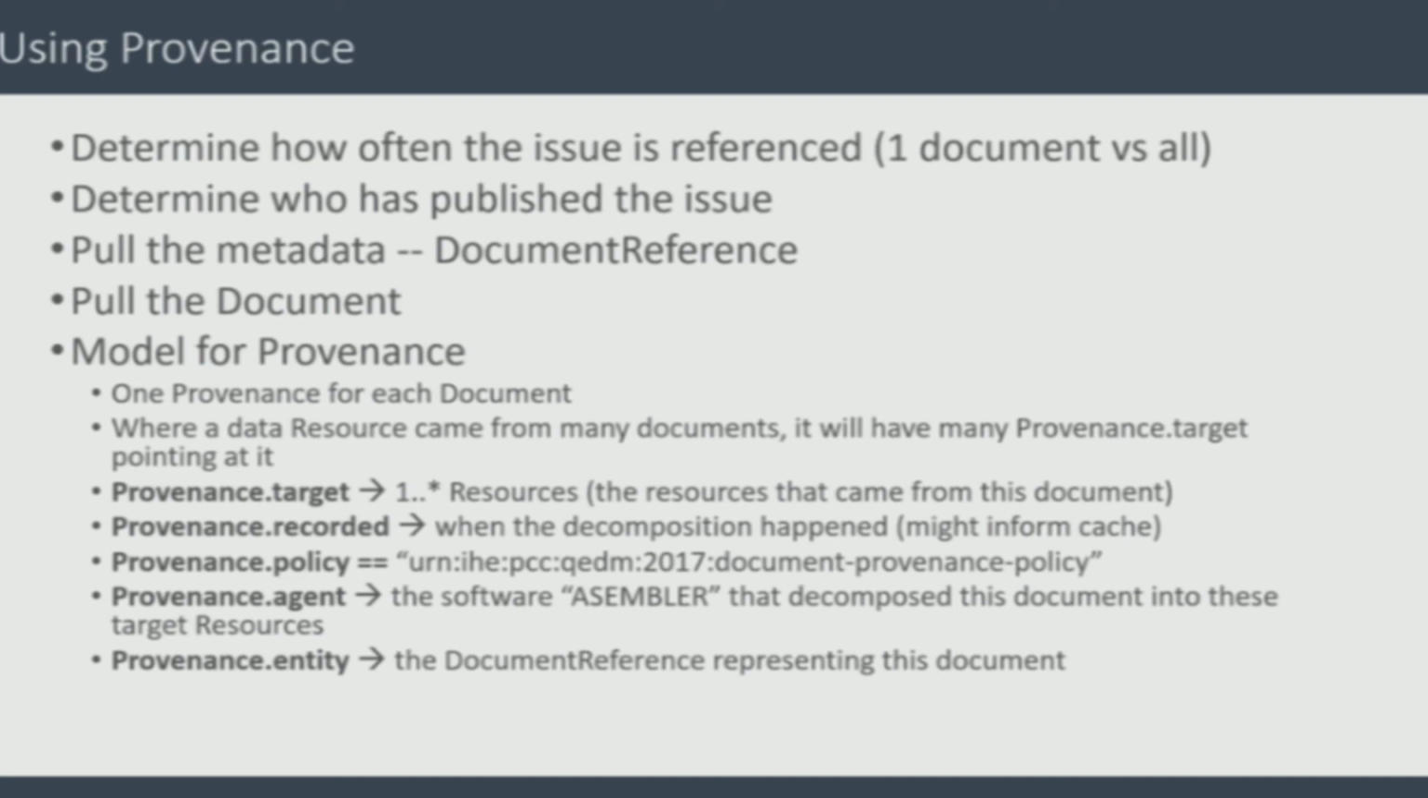Okay? Which means if I have an observation that came from one document, it'll have one provenance resource pointing at it. But if I have an observation that was found in 10 documents, it'll have 10 provenance resources pointing at it. So the more provenance resources pointing at it, the stronger you can believe that particular observation. Does that make sense?